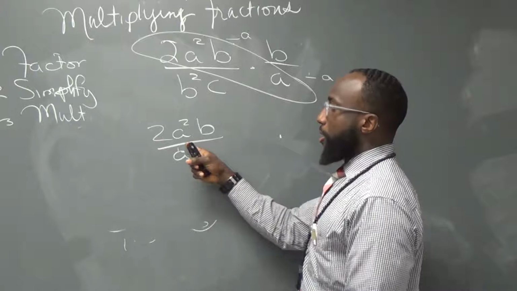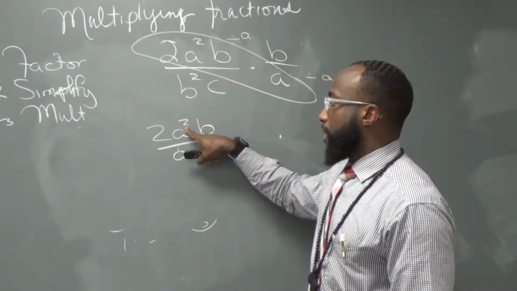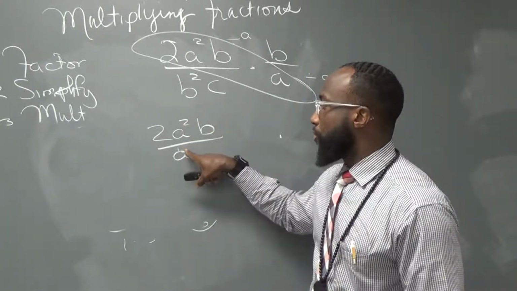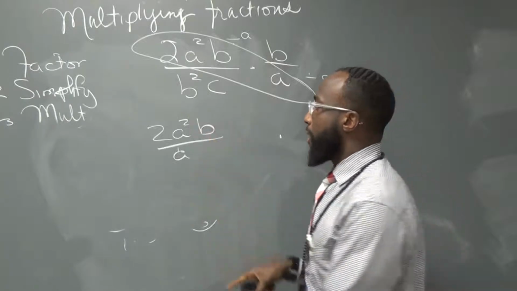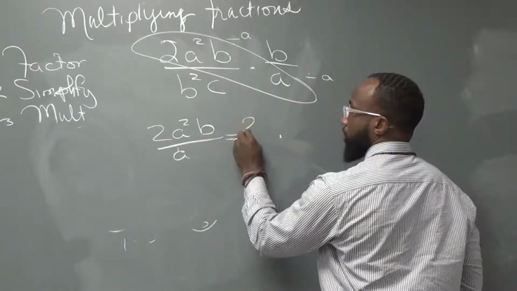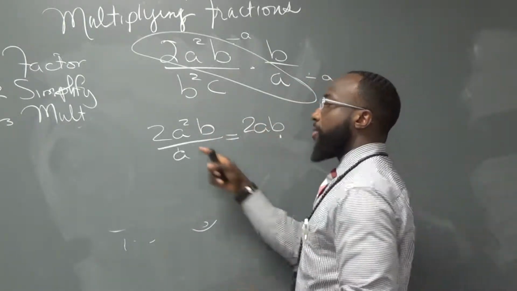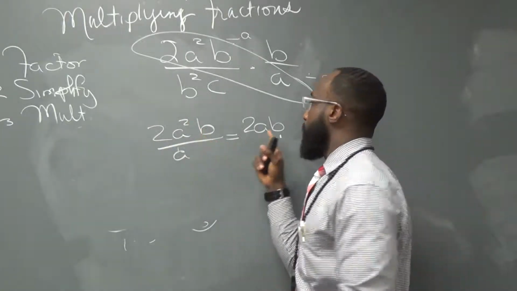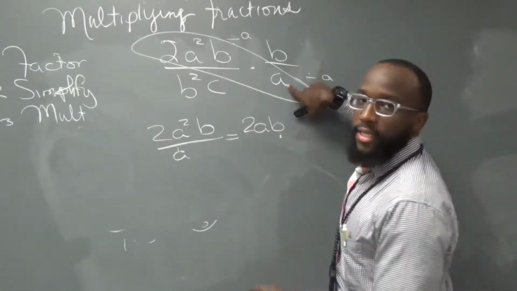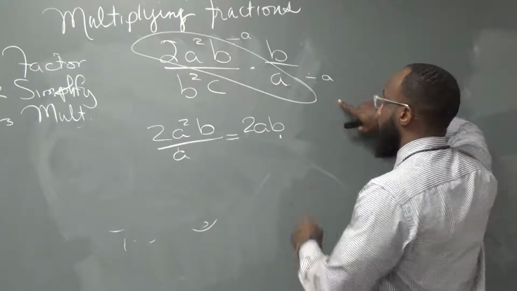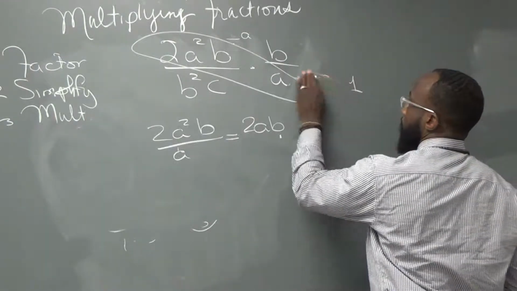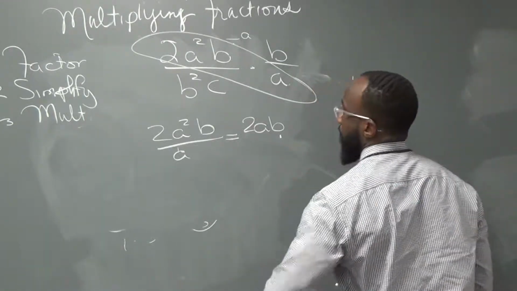So what you're going to do is subtract 1 from 2, 1 from 2, right? And this is going to end up being 2ab now. Where it was 2a squared b, it's 2ab now. And this a divided by a is just 1. So now we can rewrite our problem.